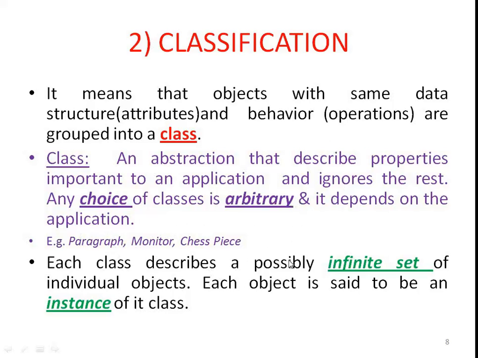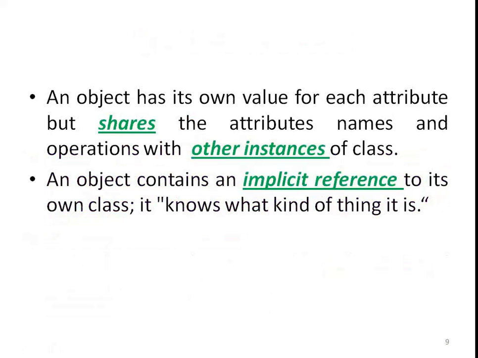Each class describes a possibly infinite set of individual objects, and each object is said to be an instance of its class. An object has its own value for each attribute but shares the attribute names and operations with other instances of the class. An object contains an implicit reference to its own class. It knows what kind of thing it is.